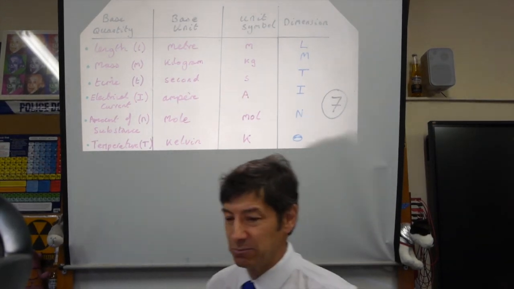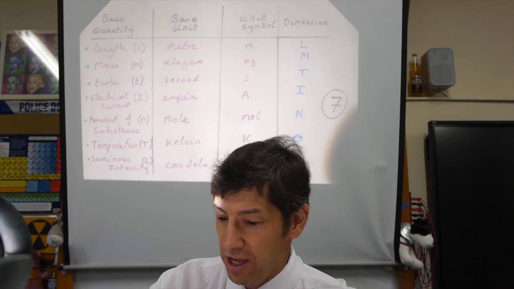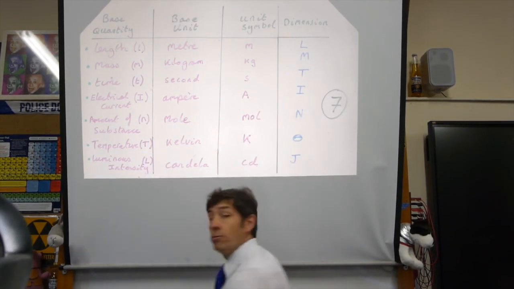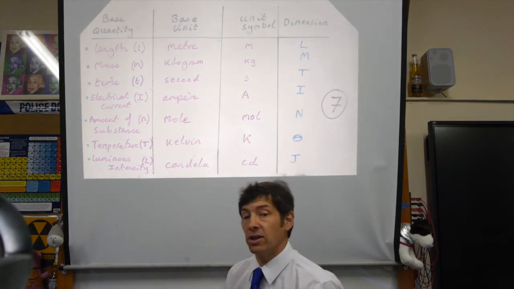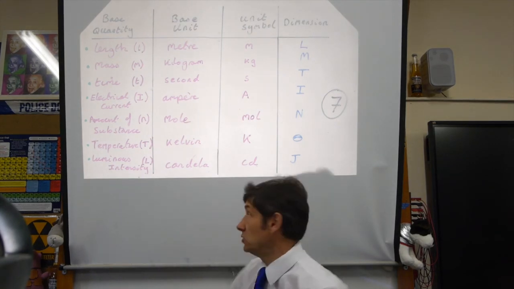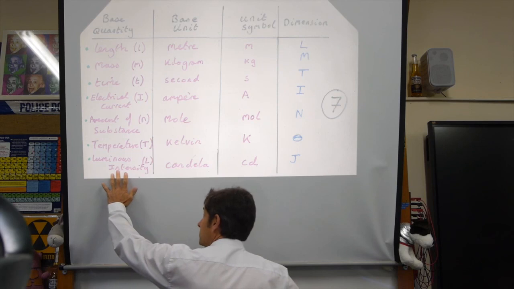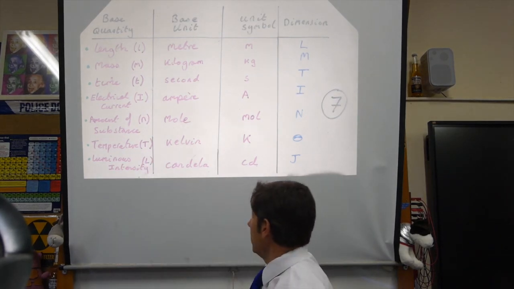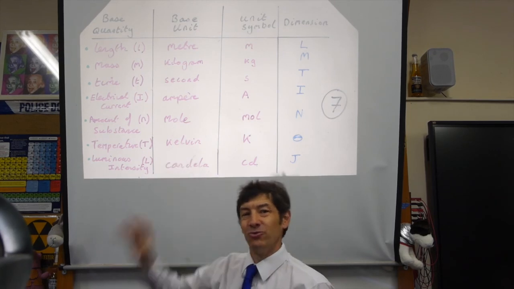But we've got to do things properly, so here's the last one. How bright something is can't be measured in other terms, okay? It can't be measured in meters or amps or what have you. So that's luminous intensity. We give that the letter L, capital L. It's measured in candela, which I think is really cool.